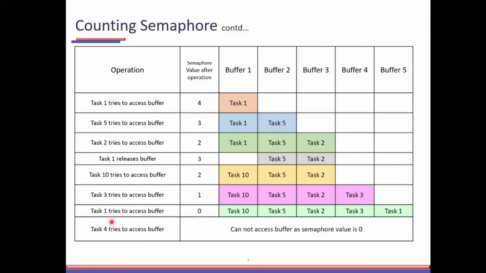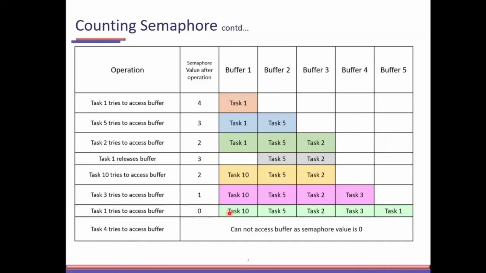Then task 1 tries to access the buffer. So the value is again decremented by 1 and buffer 5 is allocated. After this, task 4 tries to access the buffer. However, the semaphore value is 0. That means the semaphores are not available. Out of all 5, not a single semaphore is available, and so it cannot access any buffer.